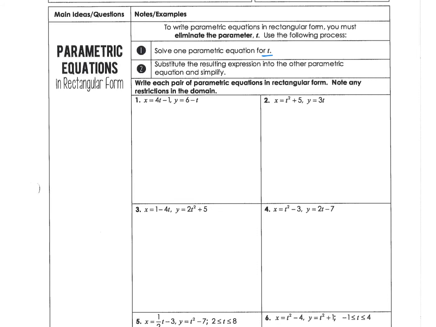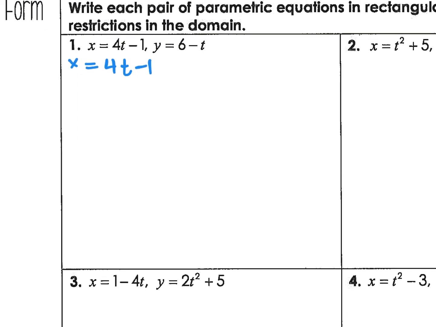All right, so let's do one of these. We have x equals 4t minus 1 and y equals 6 minus t. It does not matter which one you use. So let's take x first. So we're going to take x equals 4t minus 1 here, and we are going to solve for t. So how do I do that? Move -1 over, so we have x plus 1 equals 4t, and then what? Divide by 4. And now I have t equals x plus 1 divided by 4.